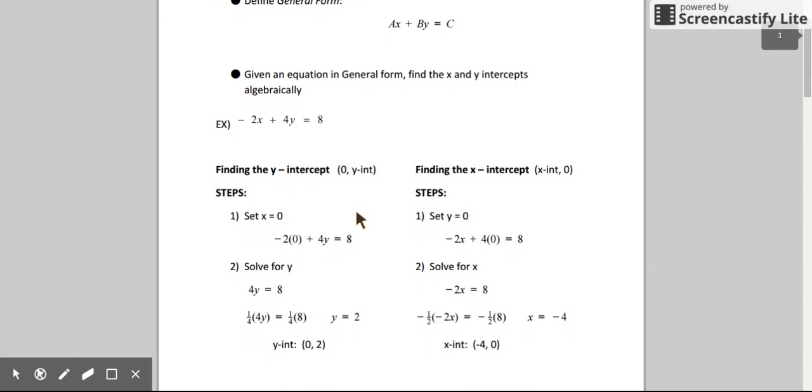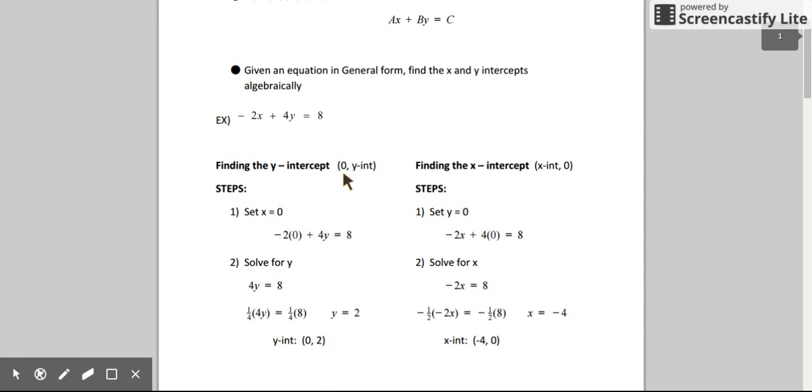To find the y-intercept, we learned in a previous lesson that the x value of a y-intercept is always 0. If I'm on the y-axis, I haven't moved left or right on the x-axis, so my x value is always 0. We can use that. We're going to set x equal to 0 if we're going to be on the y-axis.